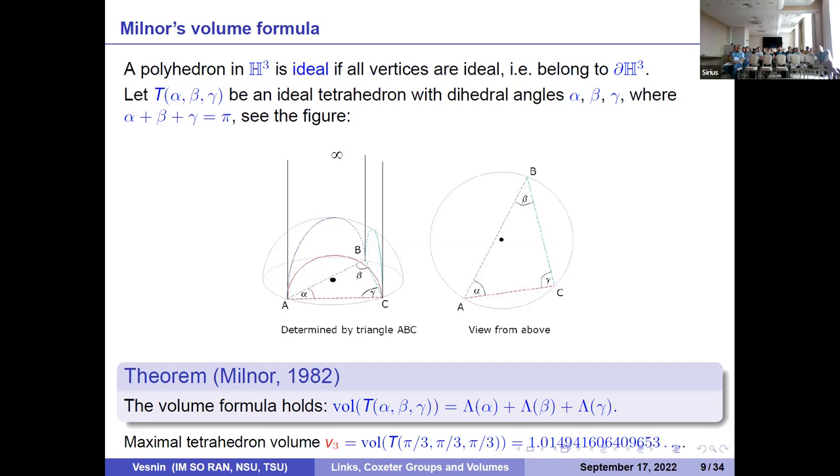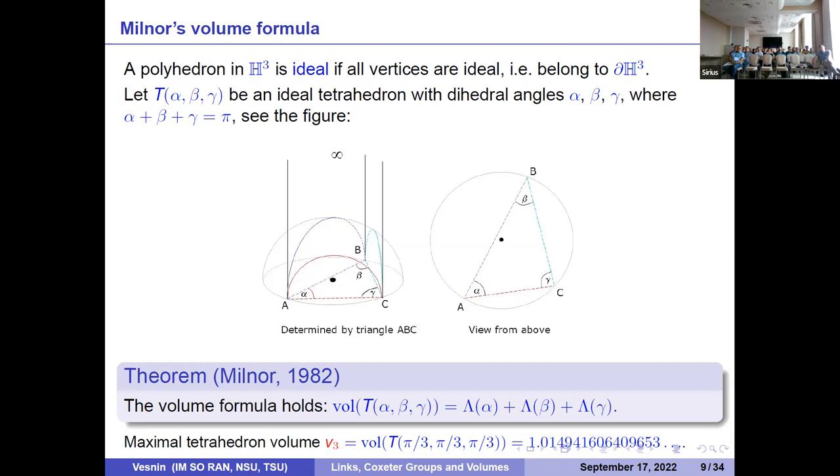And this is the situation when all vertices of our polyhedron belong to the boundary, belong to infinity. We call such a vertex ideal. It is not a usual point inside of our geometry, but on the boundary, so a kind of ideal object. And generally, we'll say later that our polyhedron is ideal if all vertices are ideal.